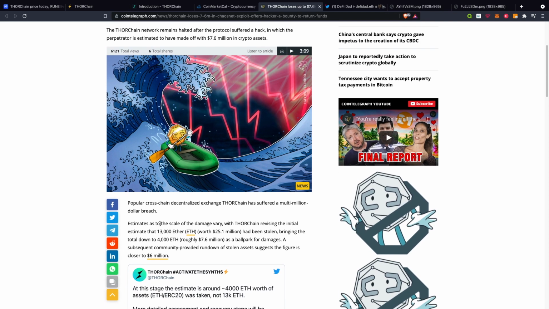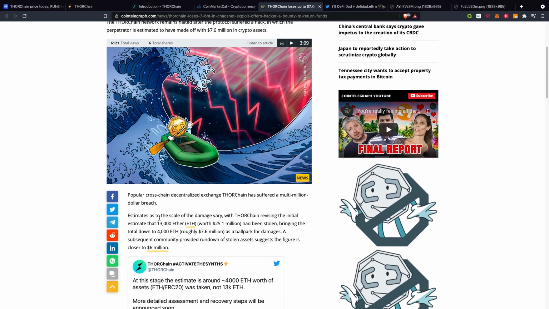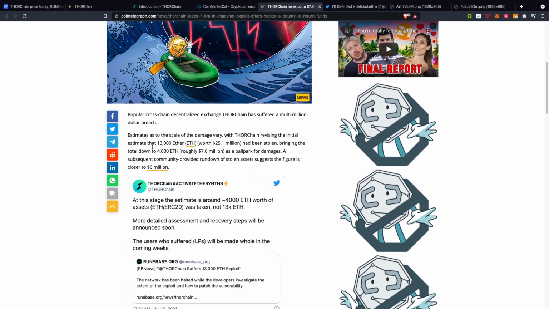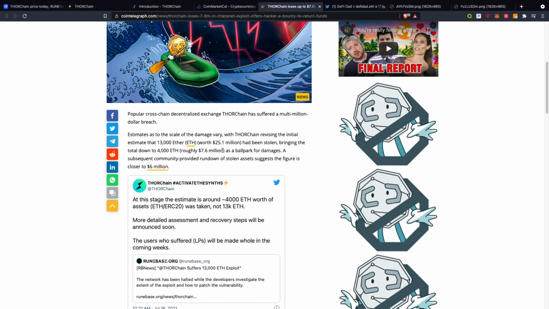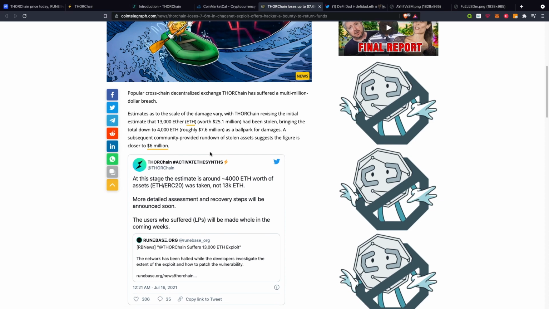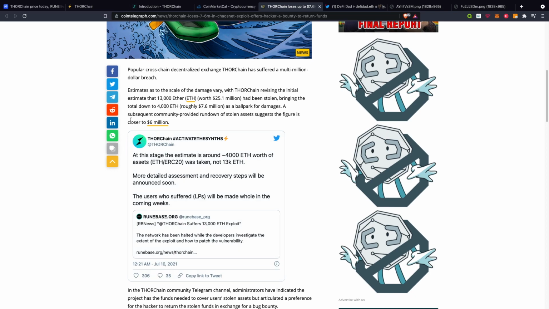So as you guys can see, the estimates of the scale of damage vary, with THORChain revising the initial estimate that 13,000 Ethereum worth 25.1 million had been stolen, bringing the total down to around 4,000 Ethereum, roughly 7.6 million as a ballpark for damages. A subsequent community-provided rundown of stolen assets suggests the figure is closer to 6 million.